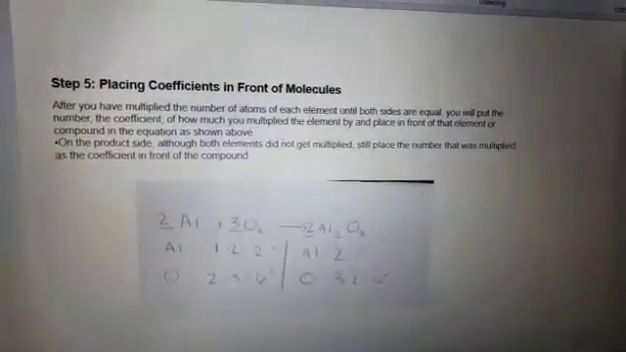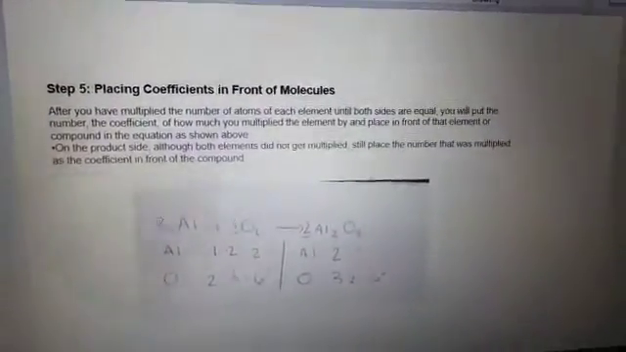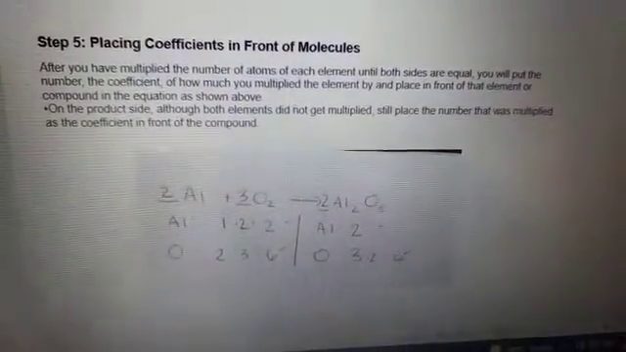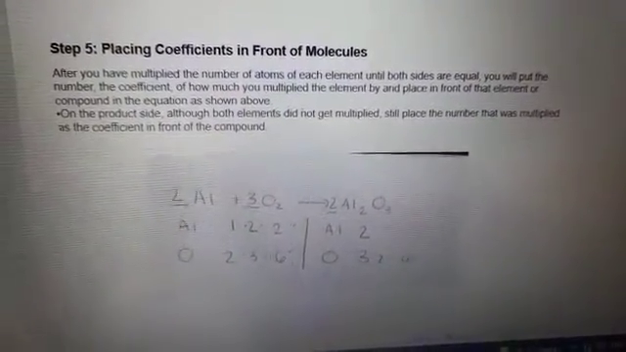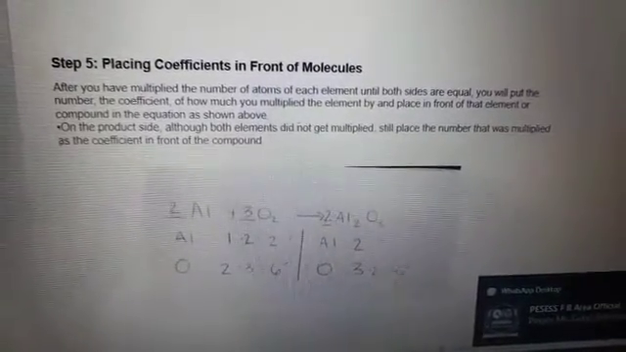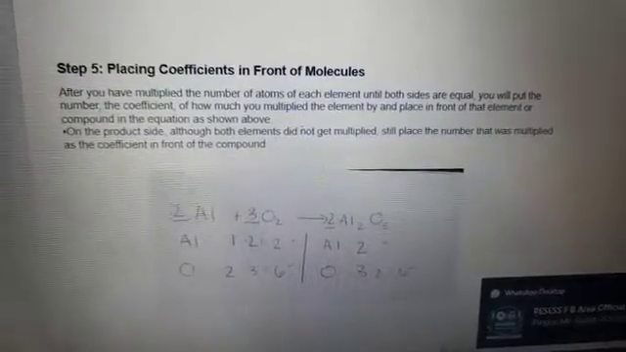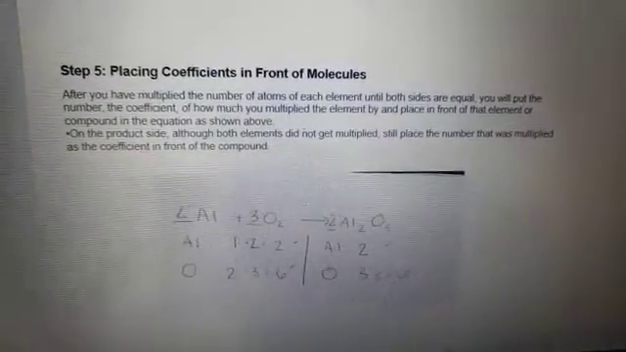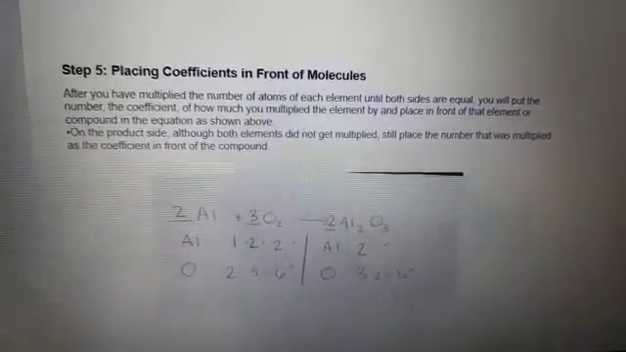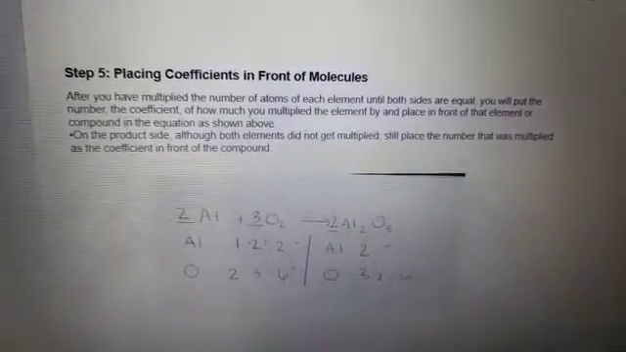In step number 5, place the coefficients in front of the molecule. After you have multiplied the number of atoms of each element until both sides are equal, you will put the number, the coefficient of how much you multiplied the element by, in front of that element or compound in the equation, as shown below. On the product side, although both elements did not get multiplied, still place the number that was multiplied as the coefficient.